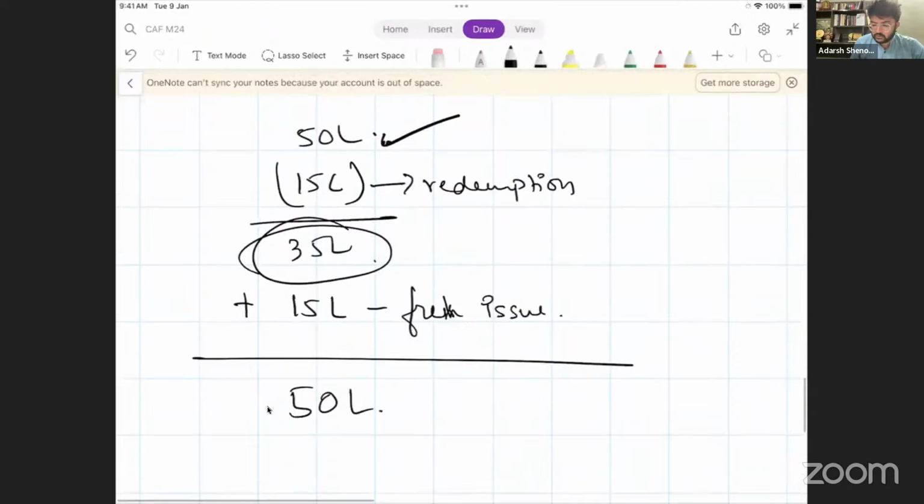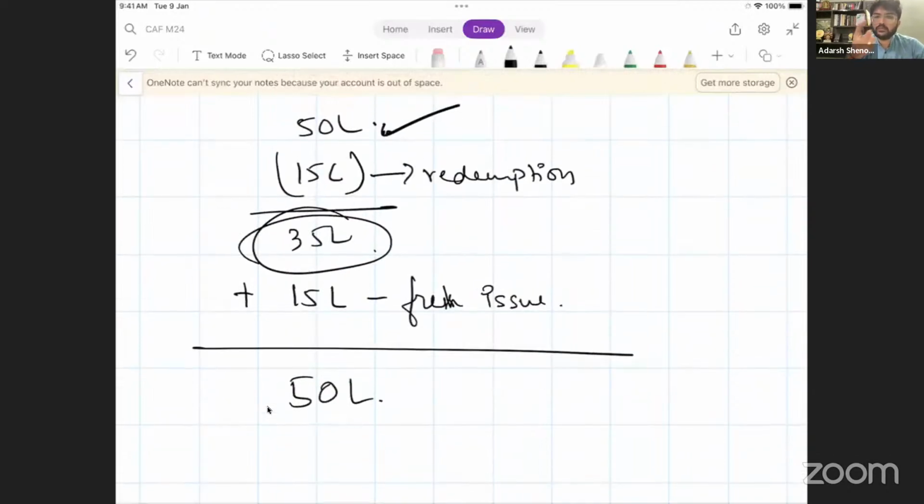So the first solution was: however much face value you are redeeming, however many shares you are redeeming, you issue new shares of that same face value. So you are repaying 15 lakhs worth face value of shares. So 15 lakhs worth face value you do fresh issue. Make a fresh issue and raise 15 lakhs in shares again. So this was our first option.